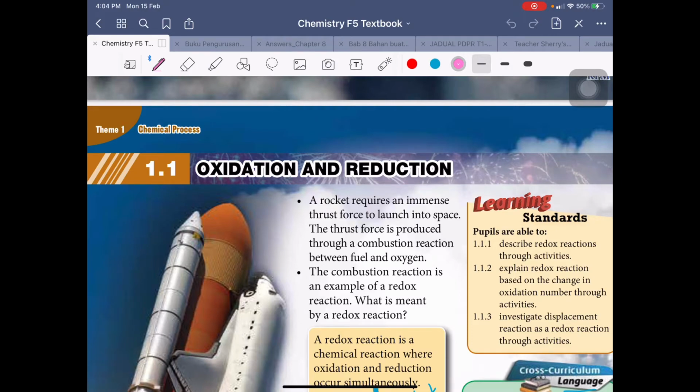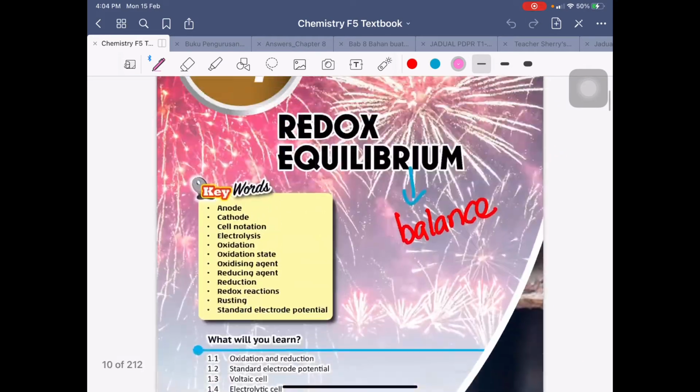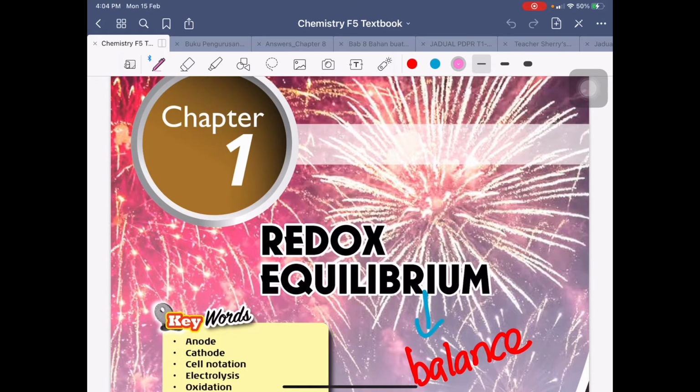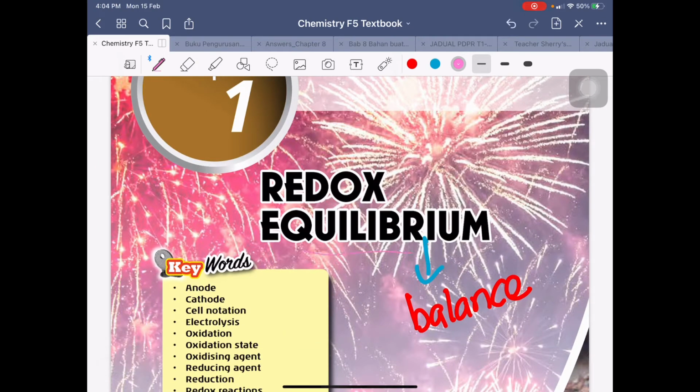So chapter 1 form 5, the big topic is redox equilibrium. Redox actually comes from two words, okay? They combine the two words into one word, which is reduction and oxidation. We will see it further later. Equilibrium. One simple meaning of equilibrium is balance.